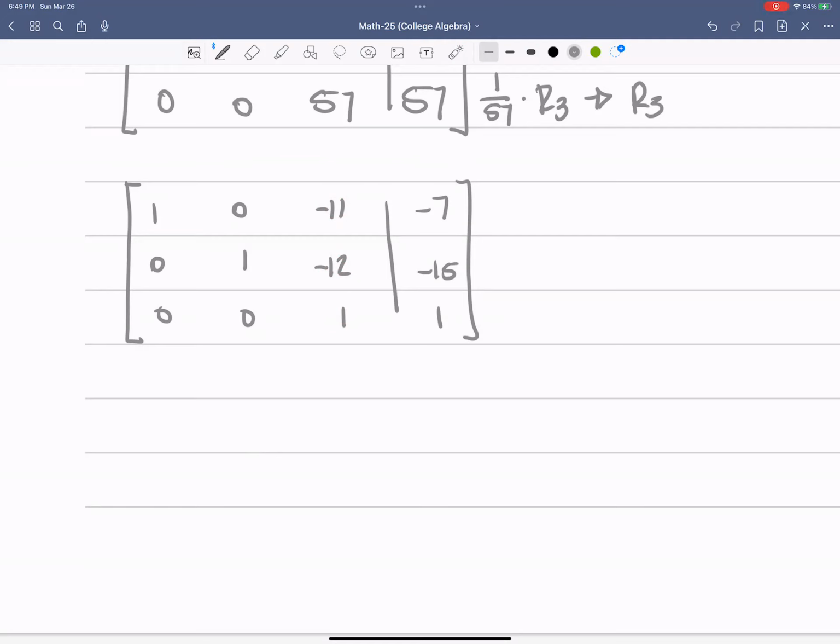So opposite of -12 is going to be a +12. So 12 times our working row, which is the one with the 1 in it, where we want to manipulate the other rows. So this one's going to be our new working row. 12 times our working row, row 3. We're adding it to row 2 because that's what we're trying to manipulate. This is going to be for the new row 2. Opposite of -11 is +11. So 11 times our working row, which is row 3, plus the row we're trying to manipulate, row 1. And this is going to be for the new row 1.